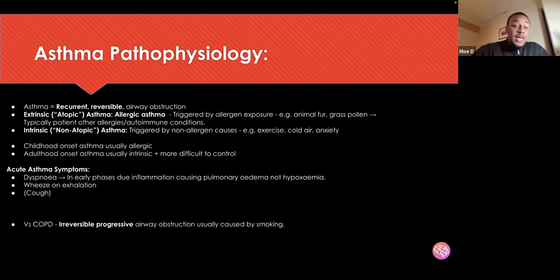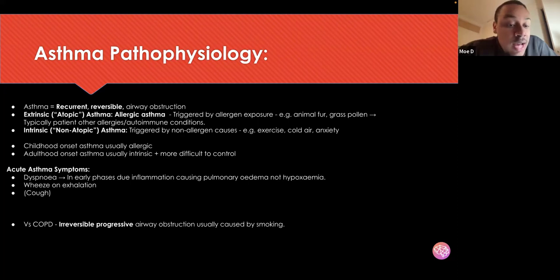And typically, a patient with allergic asthma can have some other allergies or autoimmune conditions, such as hay fever or psoriasis. And then the second type is intrinsic or non-atopic, non-allergic asthma. And this is triggered by non-allergen causes, such as exercise, cold air, or anxiety. Childhood onset asthma tends to be more allergic, and adulthood onset asthma tends to be intrinsic or non-atopic, and it's more difficult to control.